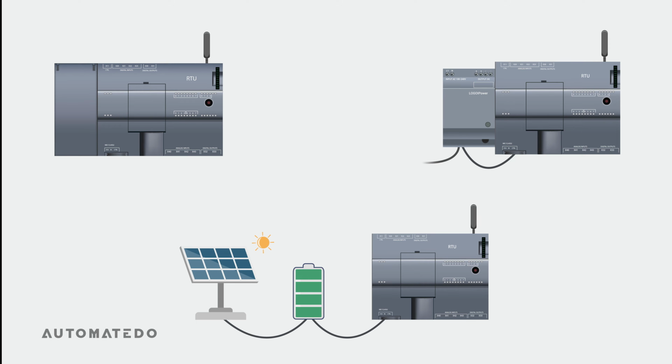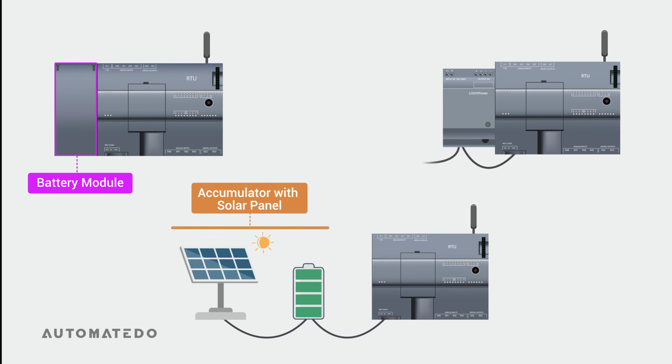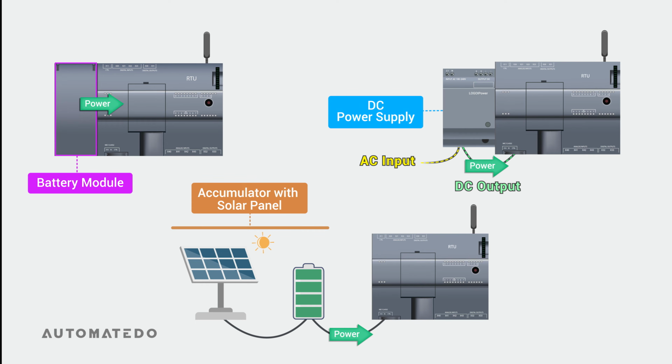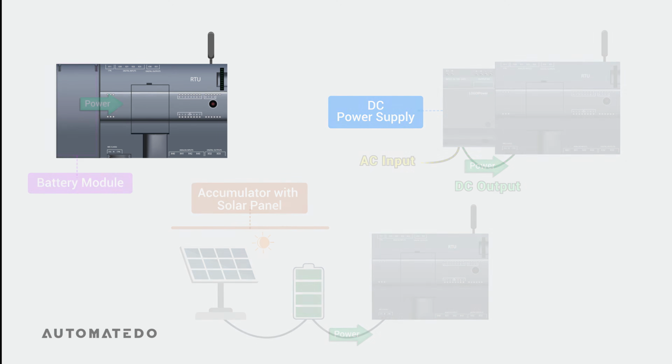When it comes to the power source, the RTU has a flexible concept. The RTU is self-sufficient in terms of energy due to the usage of a battery module or an accumulator with a solar panel. Also, the RTU can use a DC standard power supply as a primary power source, which converts the AC input voltage to the DC output voltage. The power source must guarantee that the RTU receives constant power so local processes can continue their automated procedures.